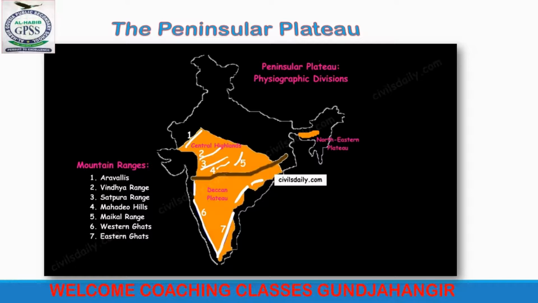This plateau consists of two broad divisions, namely the Central Highlands and the Deccan Plateau. The part of the peninsular plateau lying to the north of the Narmada River, covering a major area of the Malwa Plateau, is known as the Central Highlands. The Vindhya Range is bounded by the Satpura Range on the south and the Aravalli on the northwest. The further westward extension gradually merges with the sandy and rocky desert of Rajasthan.